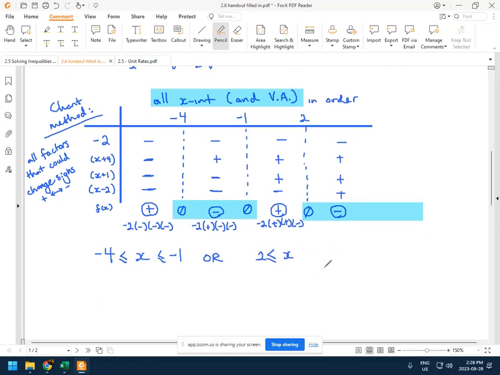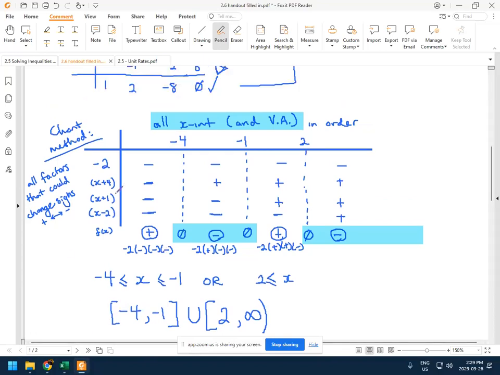If I were to write this as set notation, you would say from -4 to -1, include both. Union. From a 2 to a positive infinity, include the 2, but you don't include infinity. Set notation, interval notation.